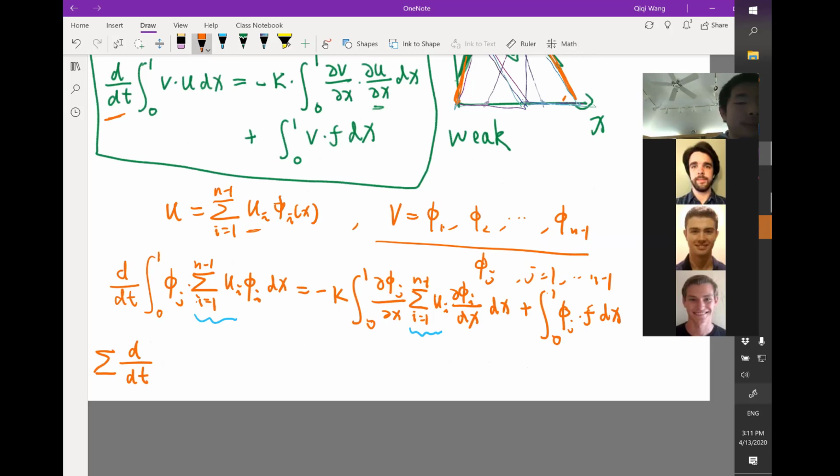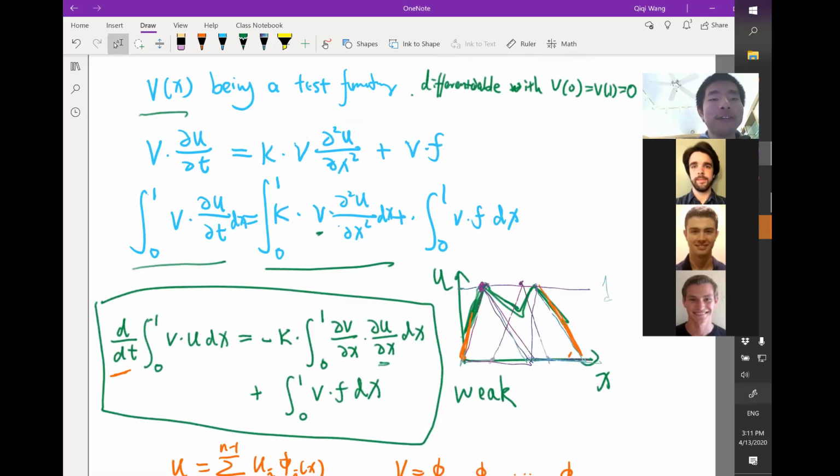So i goes from 1 to n minus 1, d dt. If you look at the whole left-hand side, the only thing that depends on time is what? Okay, so maybe I haven't been very clear.